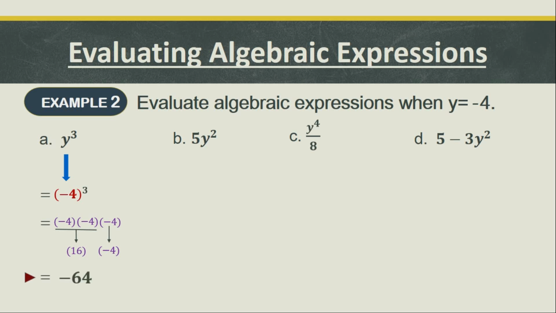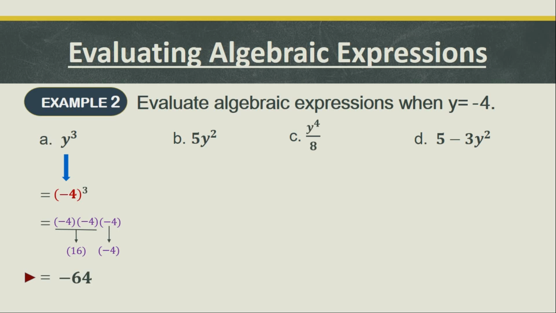Before we proceed, I will give you a tip. When the base is negative, the answer could either be a positive number or a negative number. Why? The exponent will identify whether the answer is a positive number or a negative number. Always remember that if the exponent is an even number, the answer is always a positive number. But if the exponent is an odd number, the answer is always a negative number. Like in this example, the base is negative and the exponent is an odd number. So the result is a negative number, negative 64.